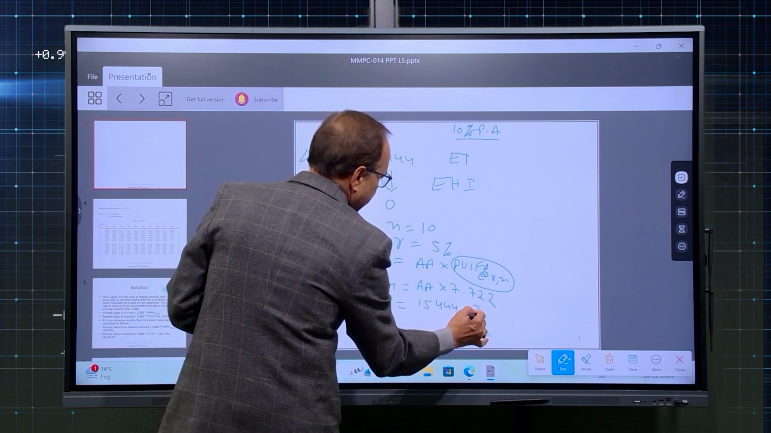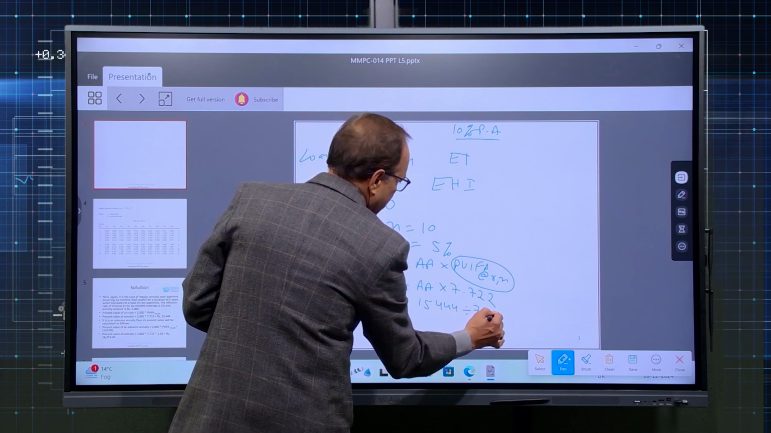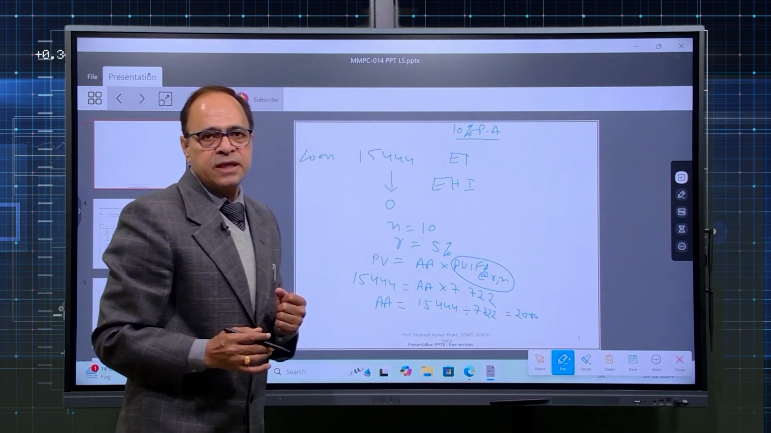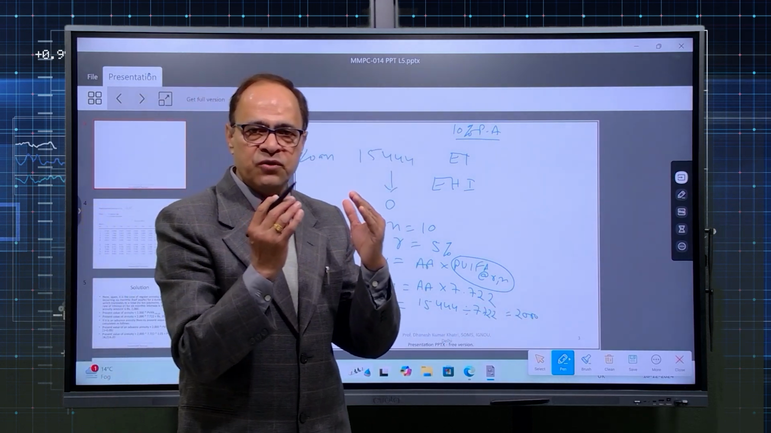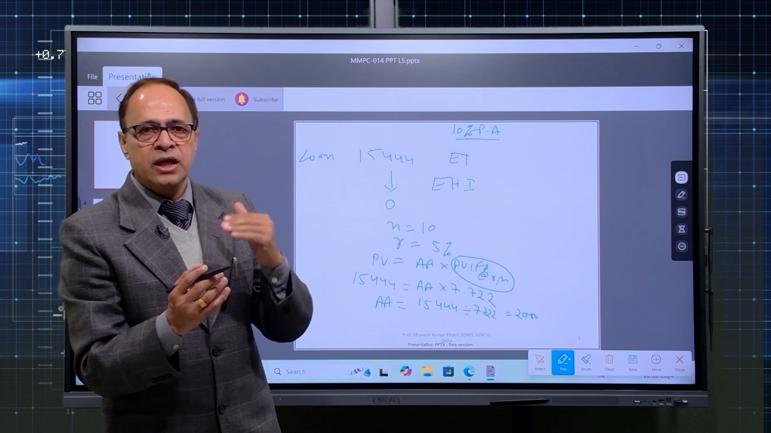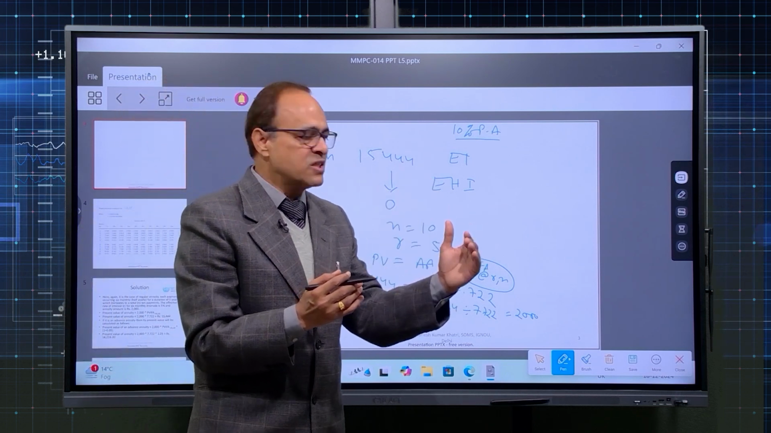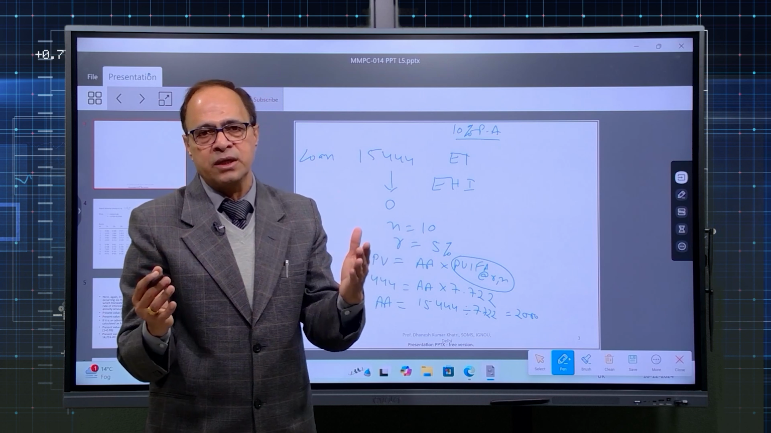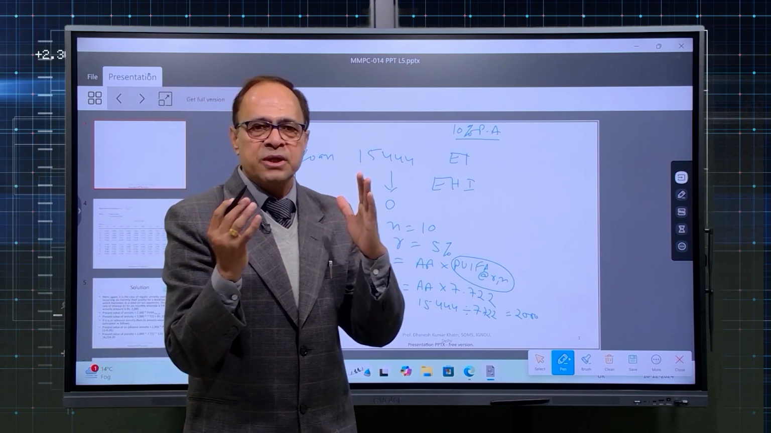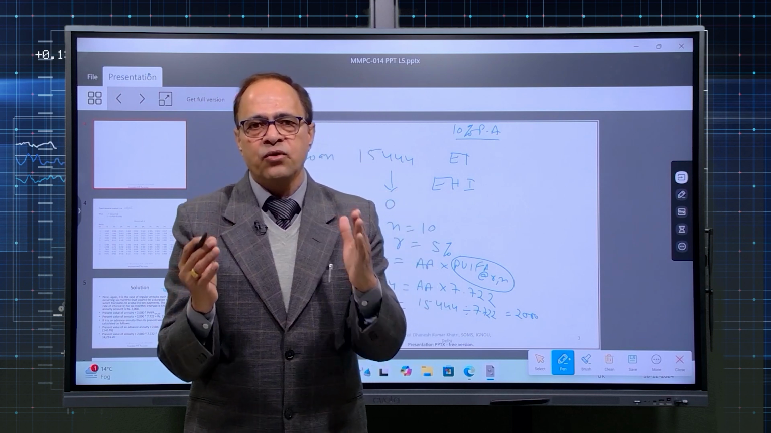15,444 divided by 7.722 gets you 2000. It means if this person is getting a loan of 15,444 today, rate of interest is 10% per annum, equal half yearly installment for 5 years will be 2000 rupees per half year. So, that is the way we can find the application of this present value of an annuity formula for calculating loan installment.